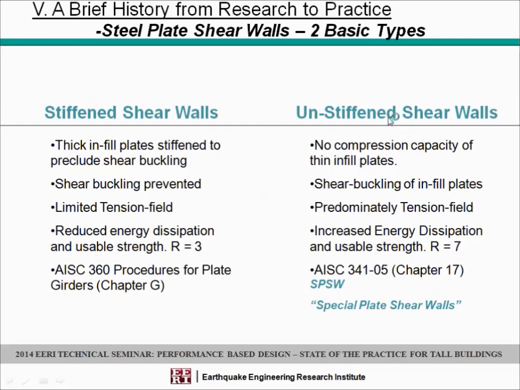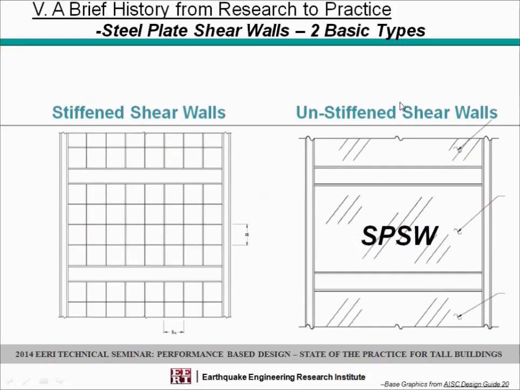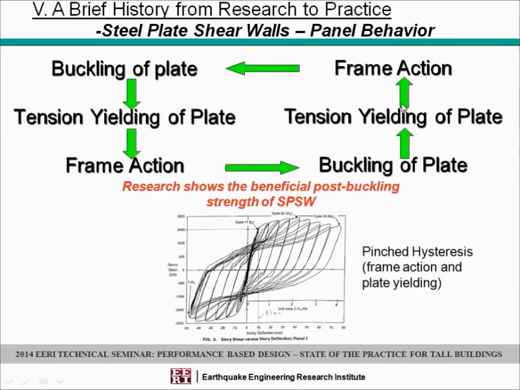Reduced energy dissipation, that's why it was assigned an R of 3, versus eventually the system got assigned an R of 7, and if you put it in a dual system, you can even use an R of 8. And no height limit, we're going to see that later. The AISC 360 finally recognized it, and we have the current document, and later, at the time, the 341-05, chapter 17, was called the special plate shear wall. And this is just a diagrammatic image of the two types.